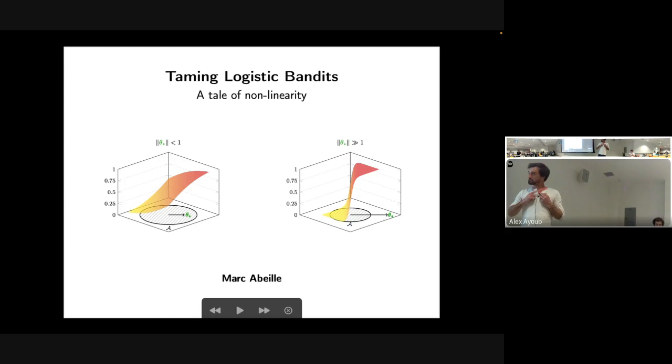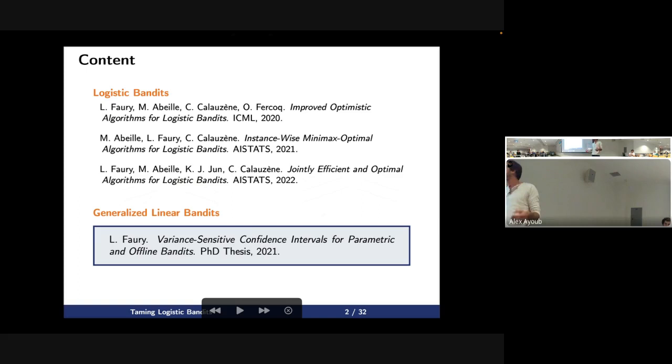Okay, so I'm going to talk about Logistic Bandits, and in particular, we want to explore how the nonlinearity that is in the reward signal in Logistic Bandits affects the explore-exploit trade-off. I'm not going to present a single paper, but I'll try to give you a quick overview of a series of papers that we did on the topic. It was done during the PhD of Louis, one of my PhD students.